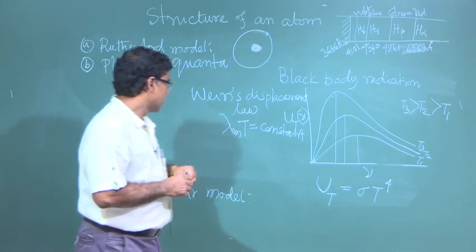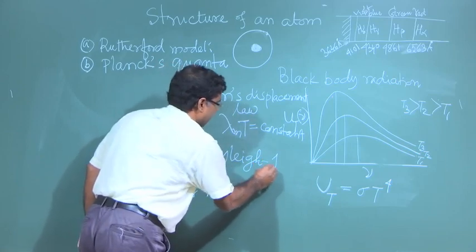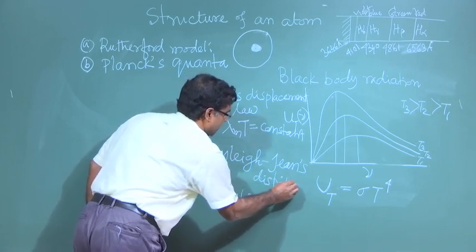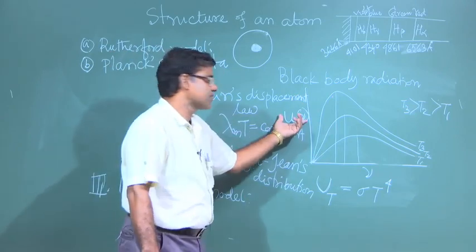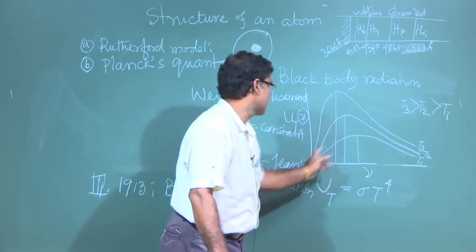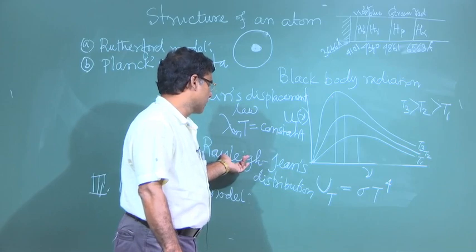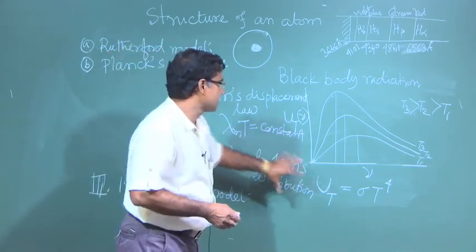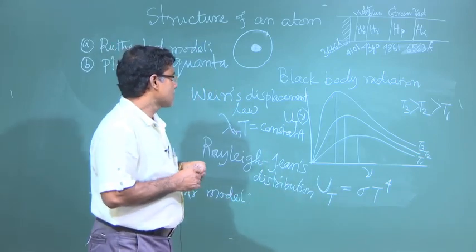And then the Rayleigh-Jeans distribution of the spectral energy. Basically it is distributed following this curve, so Rayleigh and Jeans tried to find a formula to explain this curve, but it was not able to completely explain it. It could only partly explain it, so this theory was not complete.